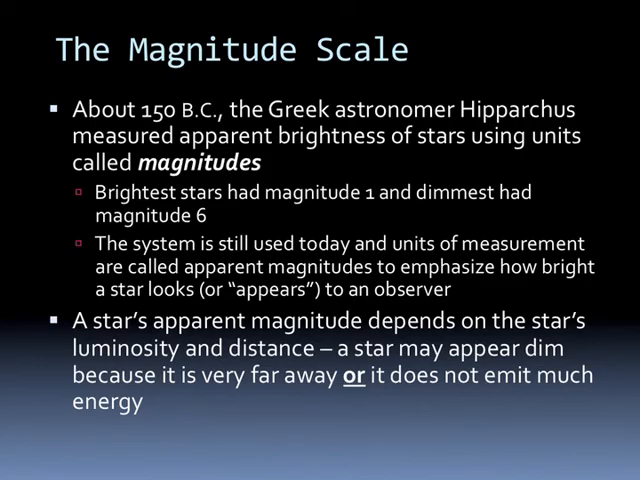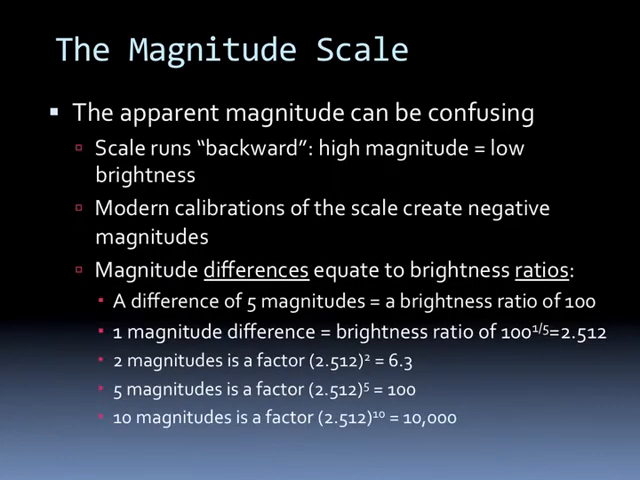A star's apparent magnitude depends on the star's luminosity and distance. A star may appear dim because it's either very far away or it doesn't emit much energy. Now apparent magnitude can be confusing because the scale runs backwards. It's a logarithmic scale. High magnitude means low brightness. And modern calibrations of the scale actually create negative magnitudes for things like the moon and the sun.